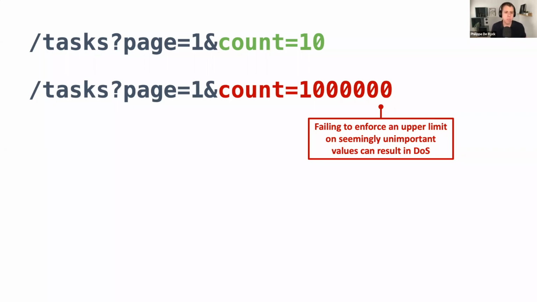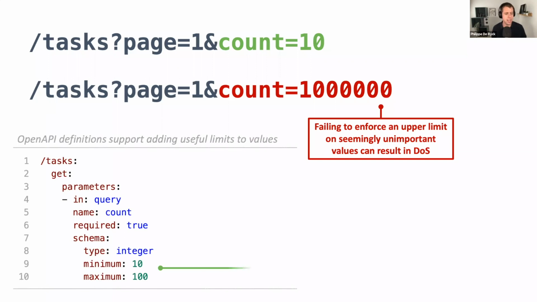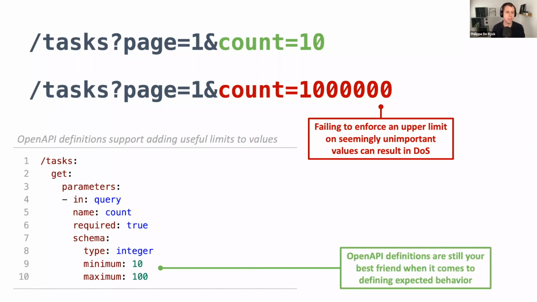Yet some of these seemingly unimportant values are often not checked. They're often handled in libraries with automatic pagination features, which may not enforce limits and can effectively cause those issues for you. One of the friends that can help you here, and we've talked about that before in this session and the previous sessions, is an OpenAPI definition.